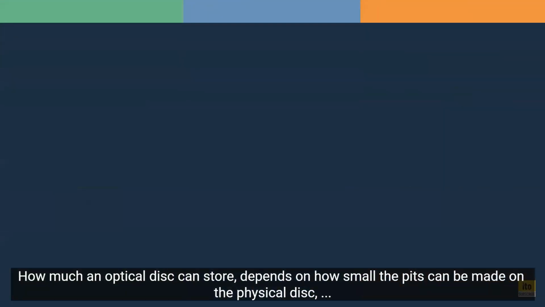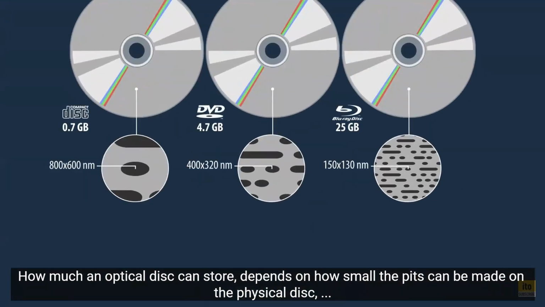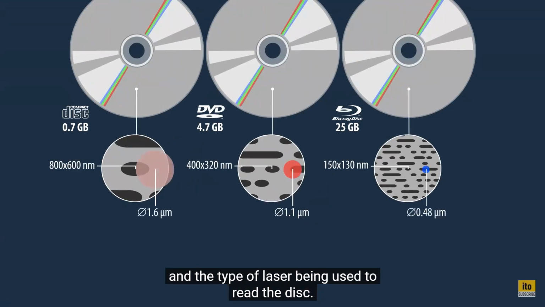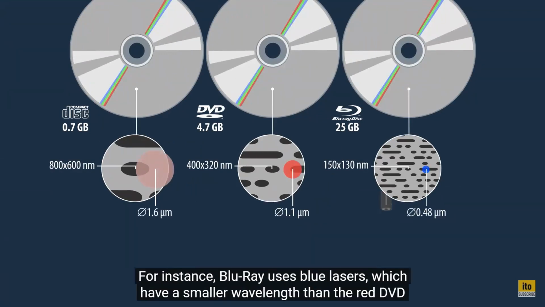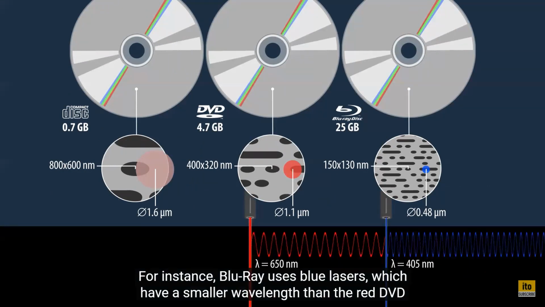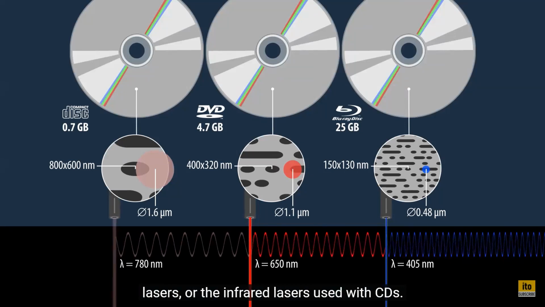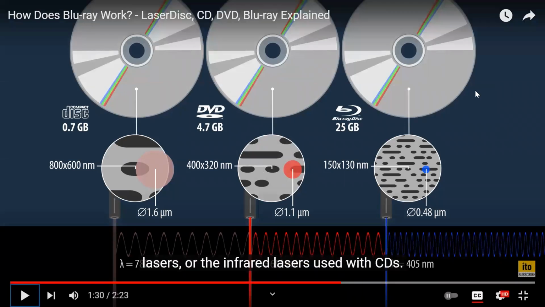How much an optical disc can store depends on how small the pits can be made on the physical disc and the type of laser being used to read the disc. For instance, Blu-ray uses blue lasers, which have a smaller wavelength than the red DVD lasers or the infrared lasers used with CDs.